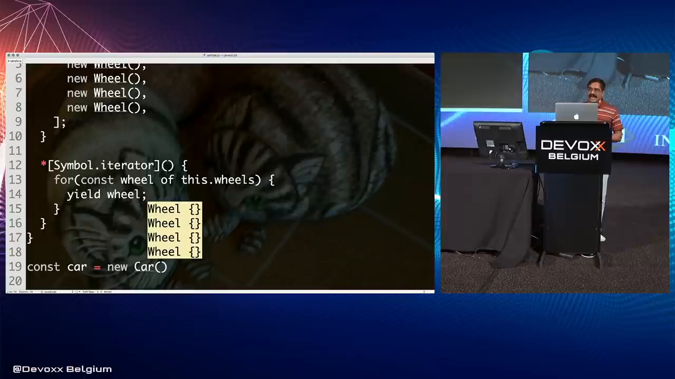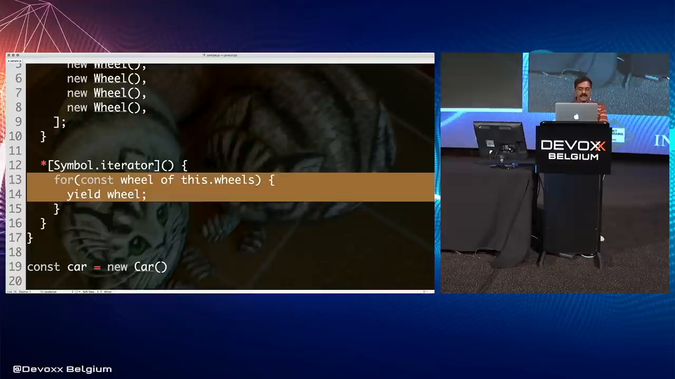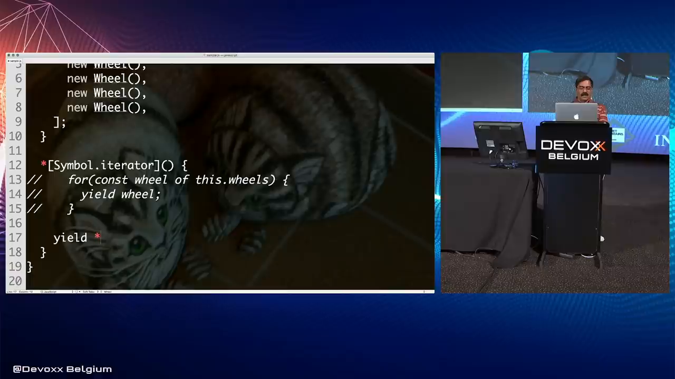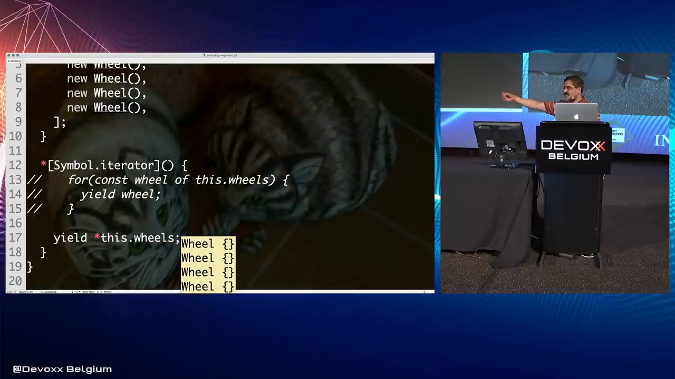Alternatively, what you could also do is something even better. This is where the power of the language shines. You can say yield*, and you can simply say this.wheels, and I want to return all the wheels and do the expansion right there, and a generator results in another generator. So you can write all this code very elegantly.